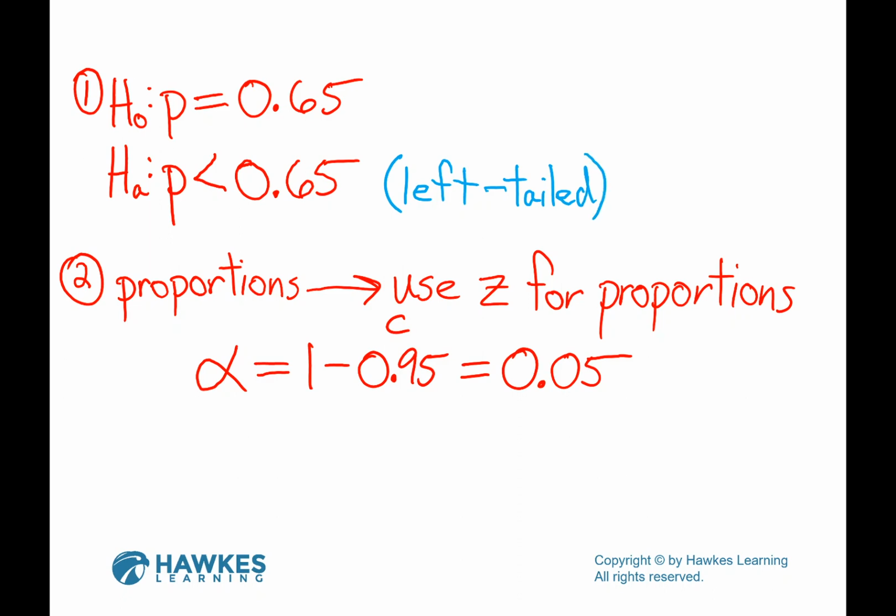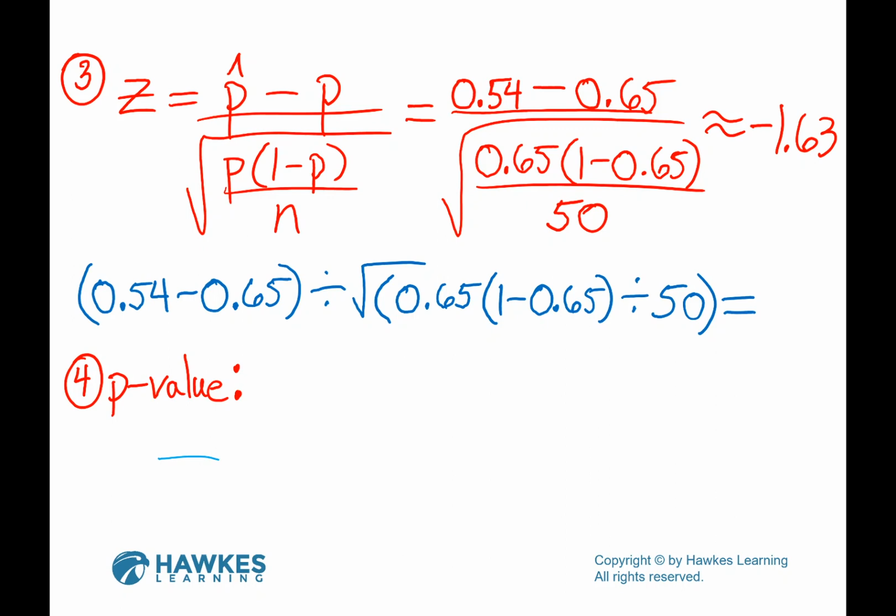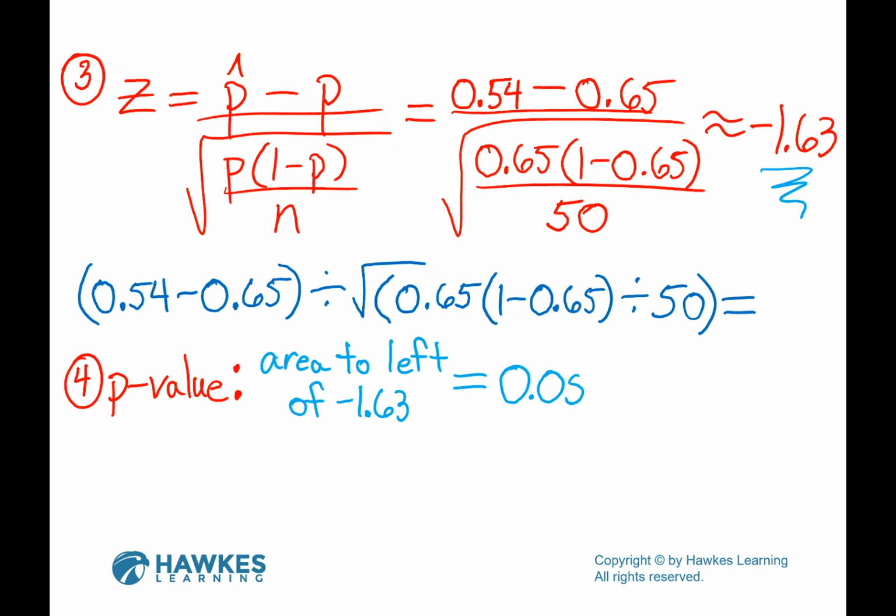So for our p-value, we want the area to the left of our test statistic. So we want the area to the left of negative 1.63. To get that, we just look up negative 1.63 on our z-tables. And let's see. Negative 1.63, I get 0.0516 for my p-value.